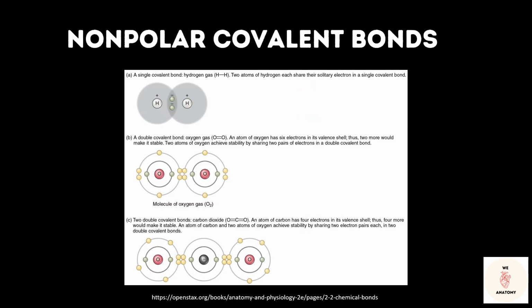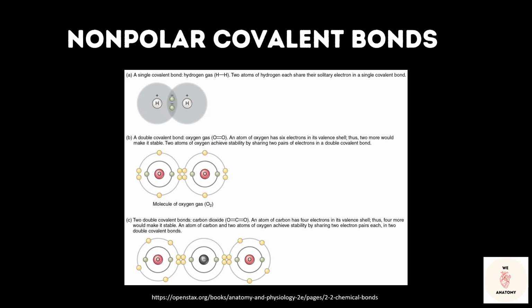Another type of bond that is important is the covalent bond. Covalent bonds do not occur through the donation of electrons, but rather they exist when two atoms share electrons to stabilize the valence shell of both atoms. Because of this, covalent bonds are stronger than ionic bonds.